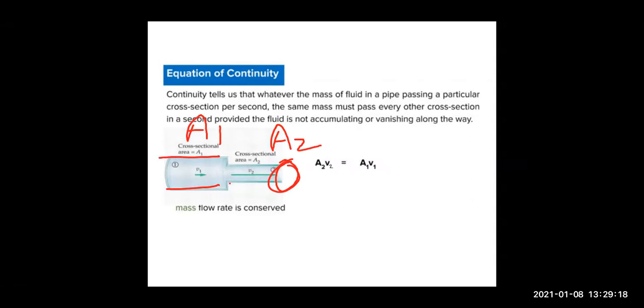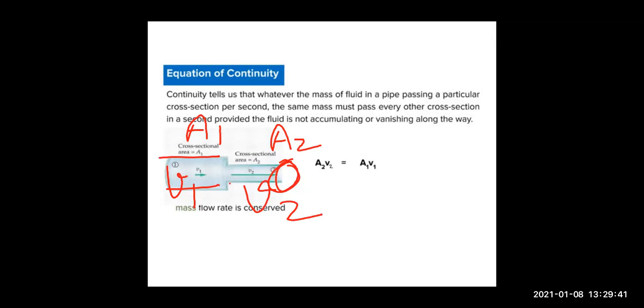So what was different? The velocity. Yes, the velocity of the flow of water changed. Suppose initially the water was moving with velocity v1, but when you decrease the area, it started moving with a greater velocity, and that is velocity v2.